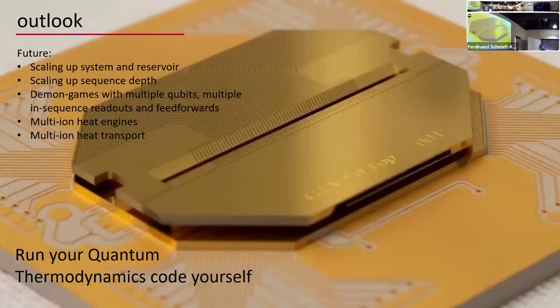We want to scale up the system and the reservoir. We want to scale up the sequence step. These are, by the way, the new traps which we're fabricating. Then we can do daemon games with multiple qubits and multiple in-sequence readouts. So we can repeatedly couple the daemon to something and measure this again. So if you have some fantasies on this, just contact me. Multi-ion heat engines are also an interesting topic, and multi-ion heat transport, and then finally run your quantum thermodynamics code yourself, okay? And we don't have to deal with it any longer. It's just run one. Thank you very much.